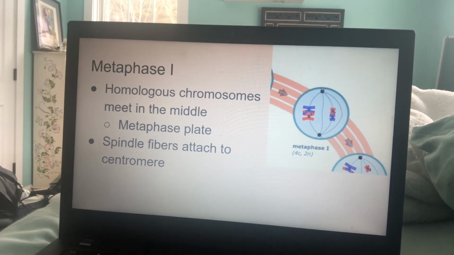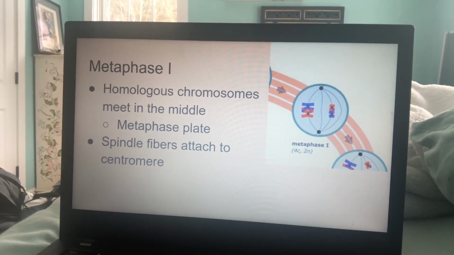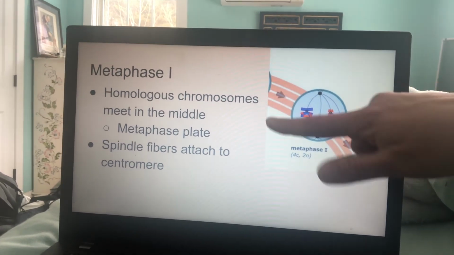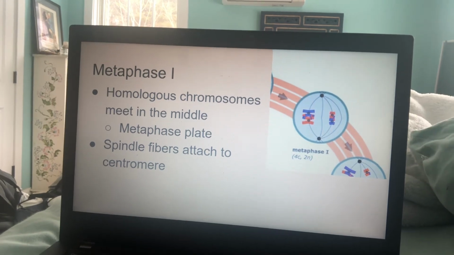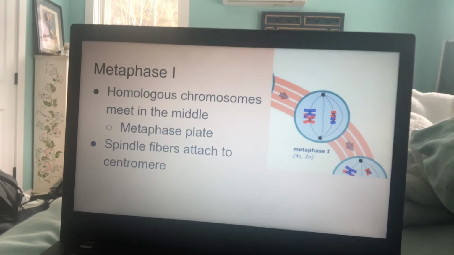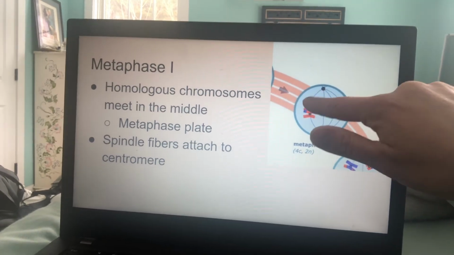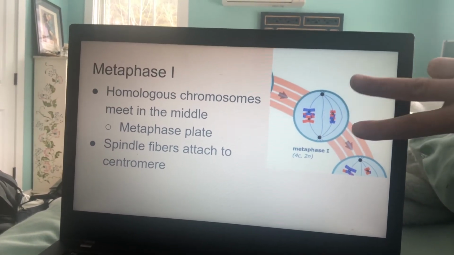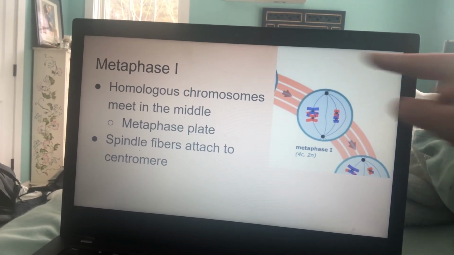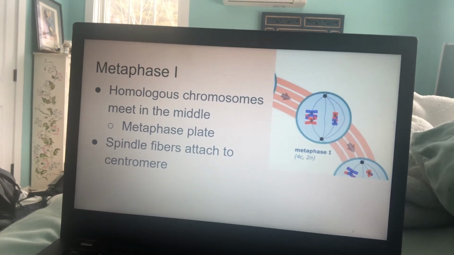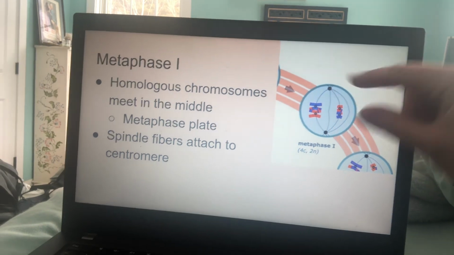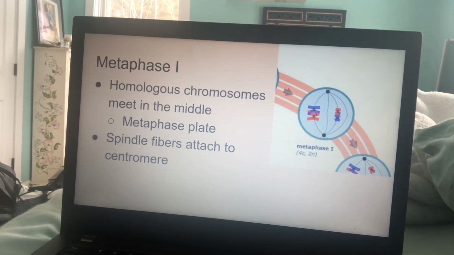Now we have metaphase 1. So remember, metaphase in mitosis, metaphase, meet in the middle. So there's that metaphase plate going across the middle of the cell, and that's where the chromosomes line up. But what's different in meiosis in metaphase 1 is that the pairs are lining up together side by side. And at this point, the spindle fibers will attach to the centromere, which is the middle of the chromosome. So it's represented by that circle there. That's then the spindle fibers just keeping things organized.